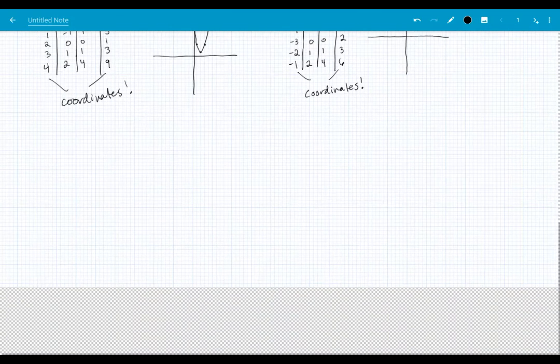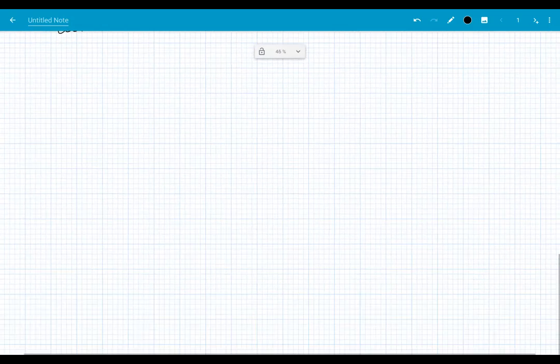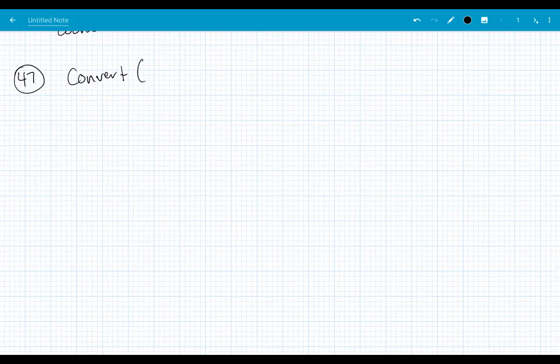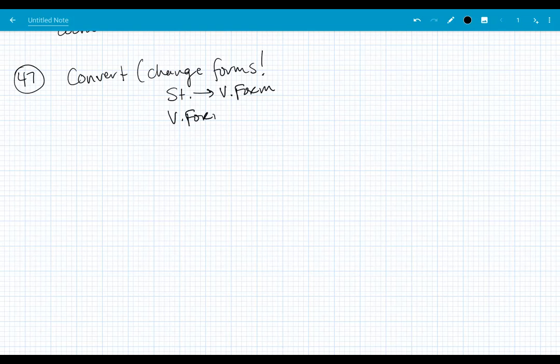So now, let's move on to 47. What they're asking us to do here is convert. What they mean by convert is to change forms. And that's either from standard form to vertex form or from vertex form to standard form.